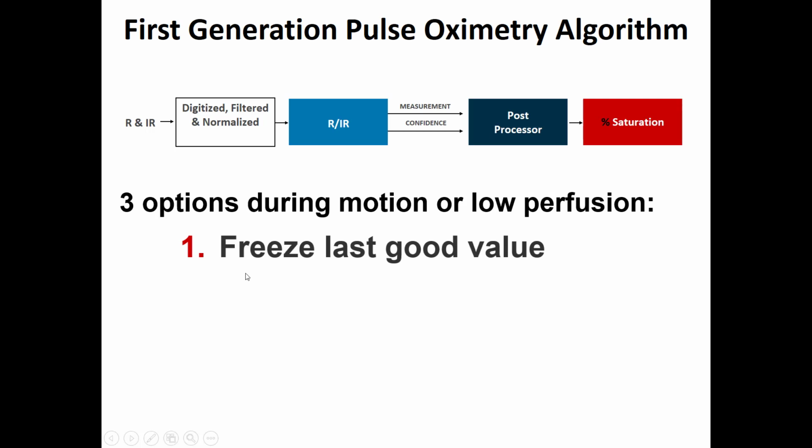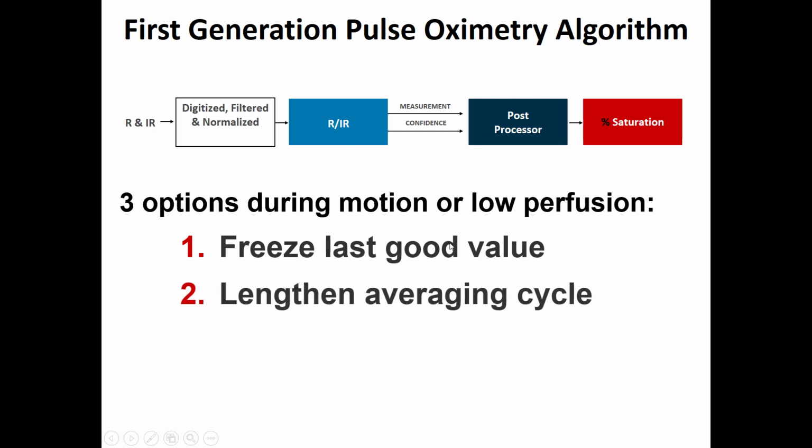One of these techniques is to freeze the last good value. For example, in case we have a patient motion, this will lead to an unavailable reading of the saturation. So they freeze the last good value. This technique has been used by one of the manufacturers, for example, GE Nalcor.